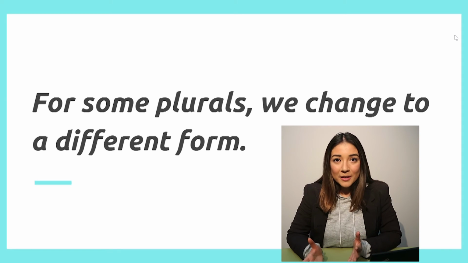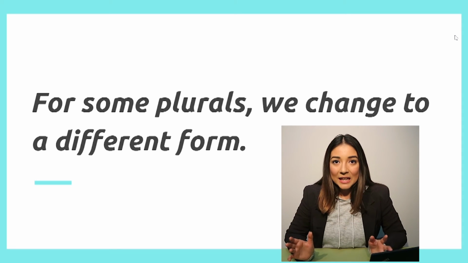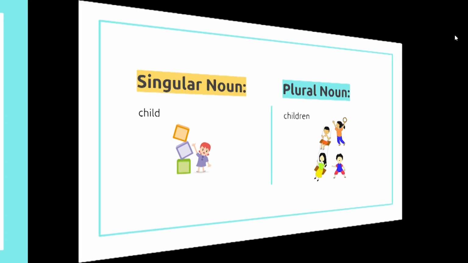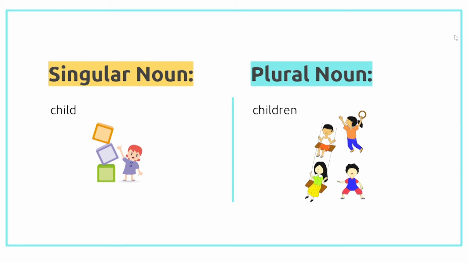Now, there are some words that change completely when we make the plural form, such as the case with child. Child, referring to one young kid, child. If we wanted to refer to many little kids, we would say children. Singular being child, plural being children. We change the word.